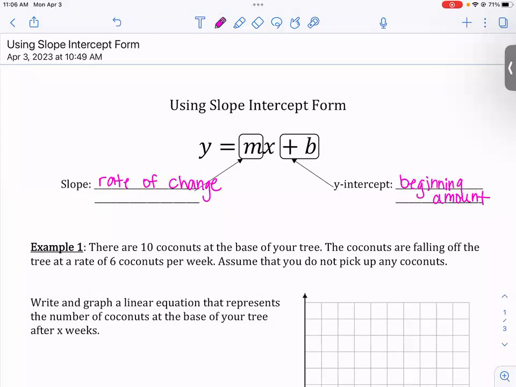So what we need to be able to do today is take a situation, write out slope-intercept form, know what it means, and know how to use it. I'm really excited about this first example.